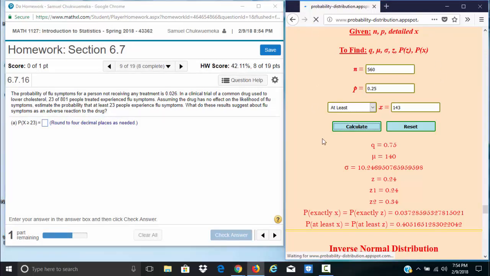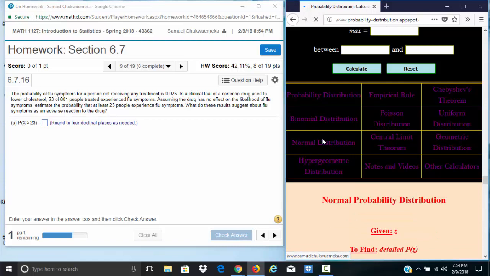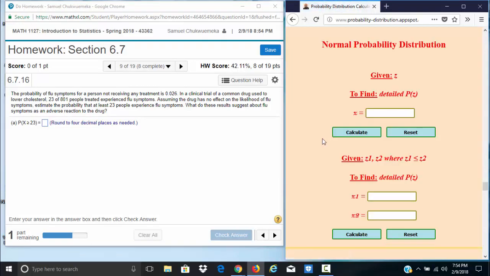Question 9. The probability of flu symptoms for a person not receiving any treatment is 0.026. In a clinical trial of a common drug used to lower cholesterol, 23 of 801 people treated experienced flu symptoms. Assuming the drug has no effect on the likelihood of flu symptoms, estimate the probability that at least 23 people experience flu symptoms. What do these results suggest about flu symptoms as an adverse reaction to the drug?